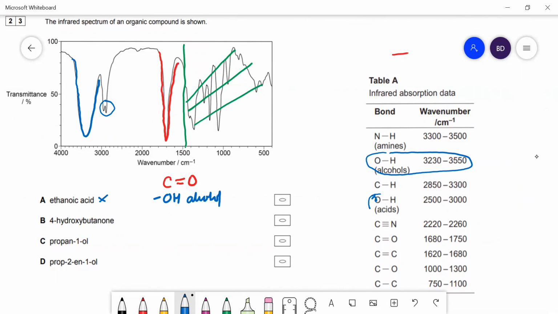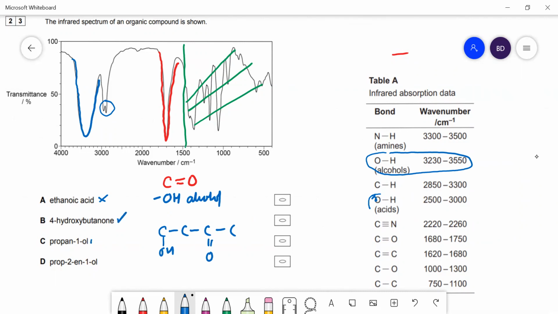4-hydroxybutanone, right? That would be, you've got a ketone there, and you've got an OH there. It could be that one. You've got the two groups you want.